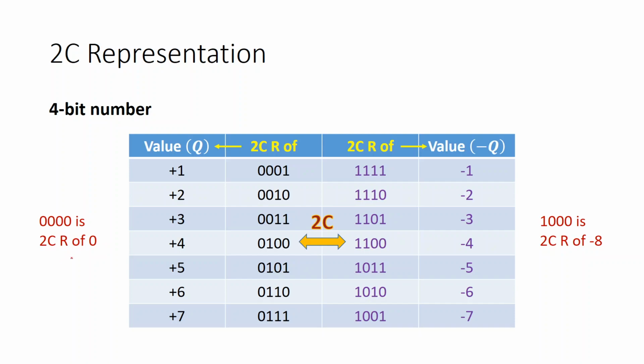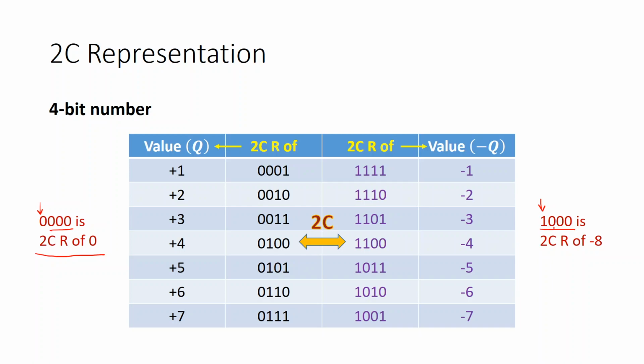0000 is the 2's complement representation of 0. Very easy to see because the MSB is 0, so it is a positive quantity. What is the magnitude? The rest of the digits are 0. So it is the 2's complement representation of 0. What is the 2's complement representation of 1000? The MSB is 1, so this is a negative quantity.